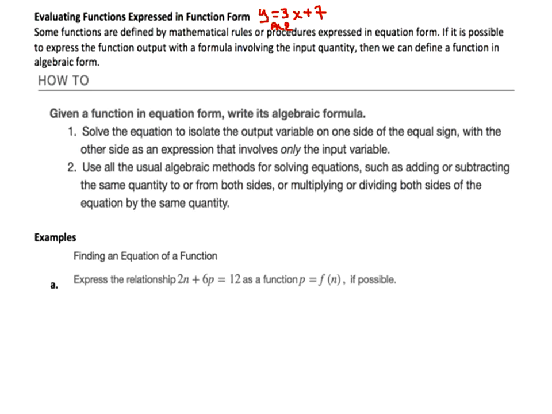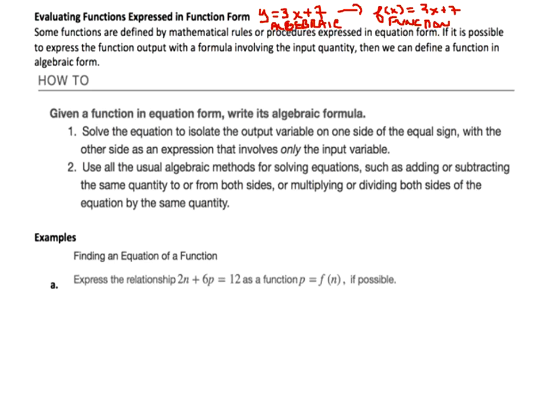So to go from algebraic form, y equals 3x plus 7, this is algebraic, we can move to function form by just replacing the output with f of x. Okay.